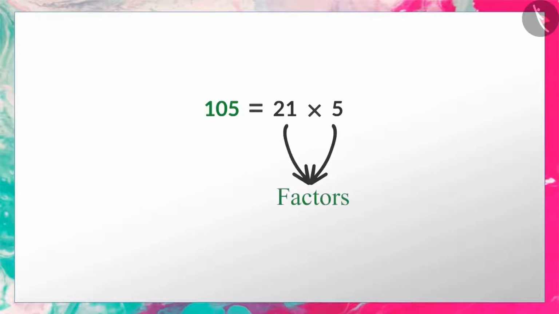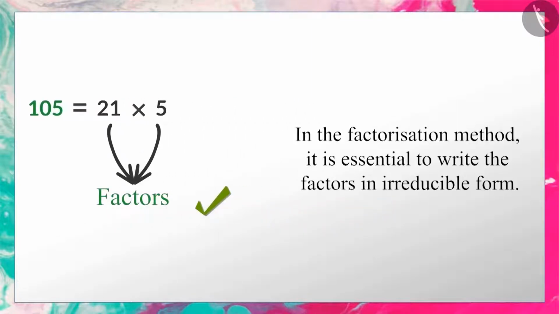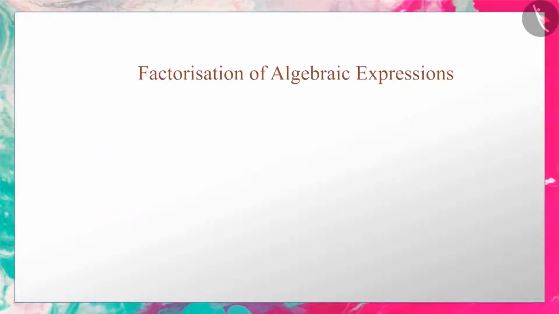Here you will notice that the number 105 can also be written as the product of 21 and 5. So will 5 and 21 be also called factors of 105? Think about it. Yes, 5 and 21 are also factors of 105. But in the factorization method, it is essential to write the factors in irreducible form. So let's move ahead and understand the factorization of algebraic expressions.